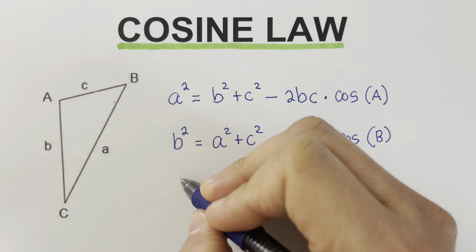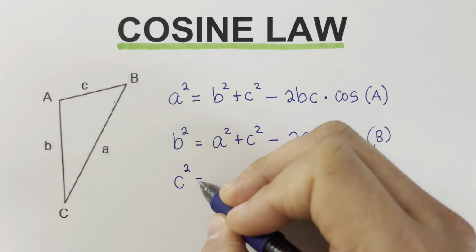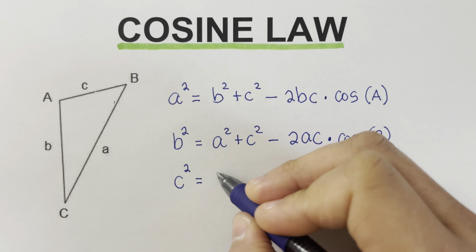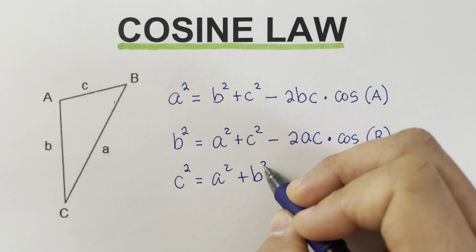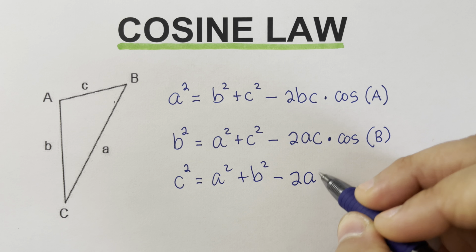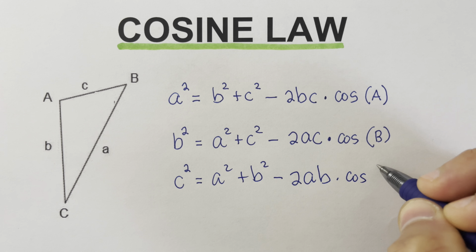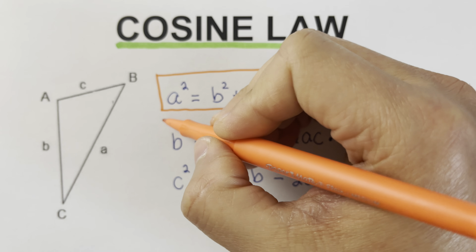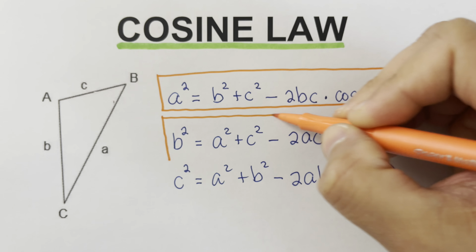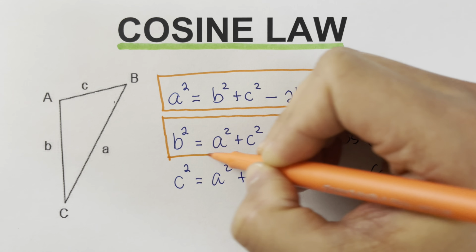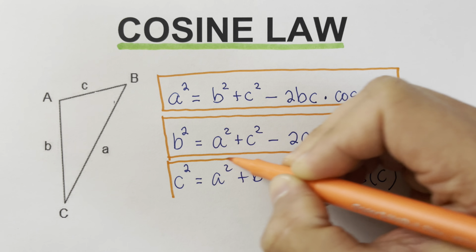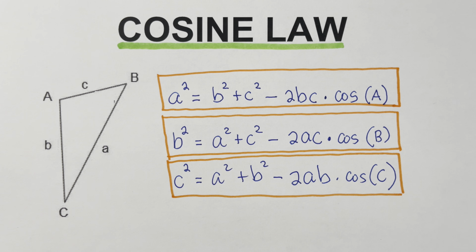And so we can say that c squared, therefore, is a squared plus b squared minus 2ab cosine of angle C. This is what we call the cosine law, or the law of cosines. Please remember that these letters are variables, which means that in some triangles, it doesn't have to be A, B, and C. It can be any letter in the alphabet.